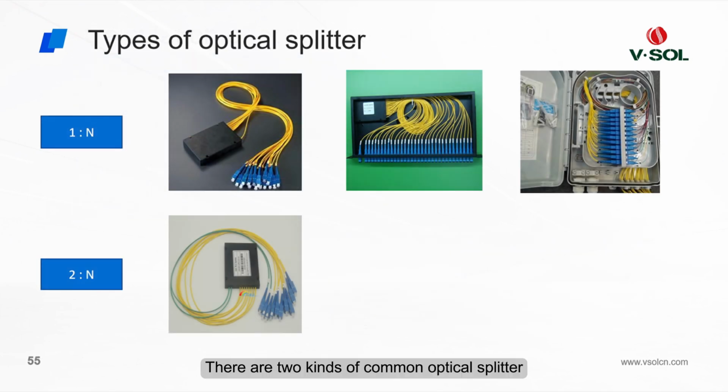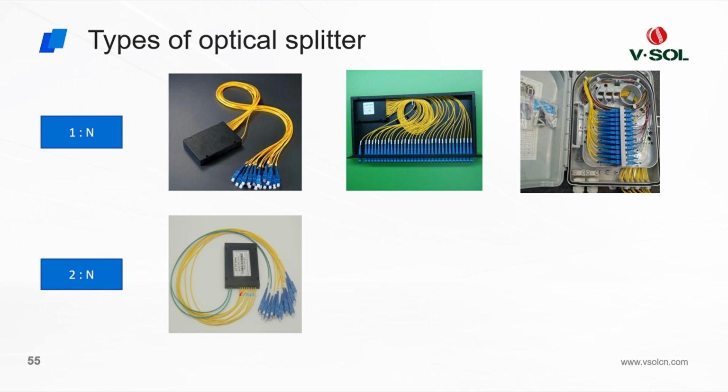There are 2 kinds of common optical splitter. One is 1:n, another is 2:n. The 2:n optical splitter, as we mentioned earlier, is used for optical line protection.